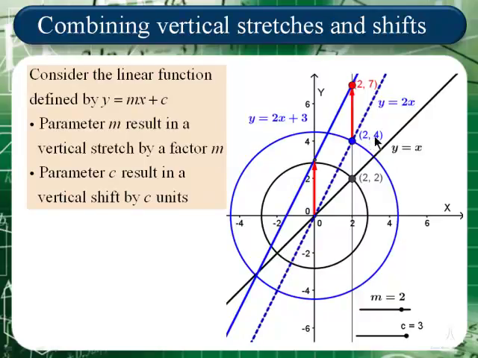So the point 2, 4 will then transform to the point 2, 7. We simply add 3 to that 7. Note, it will also happen to the y-intercept. The y-intercept is at 0, so the y-intercept will now go to 3, and you will also add that 3 to the 2x. So that's a way we can transform it.